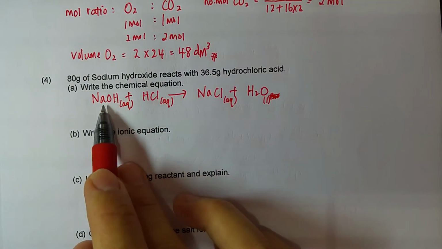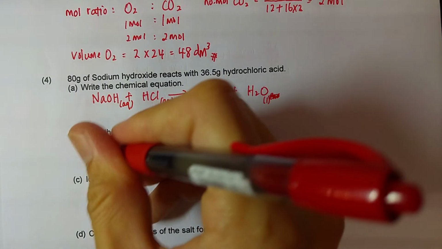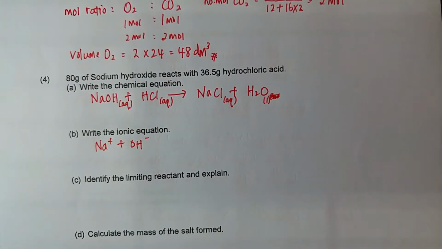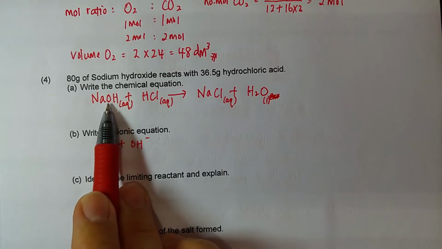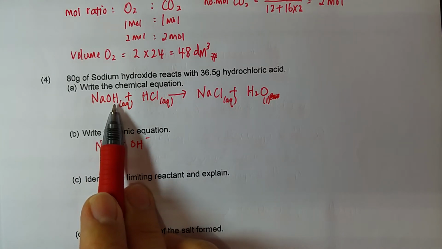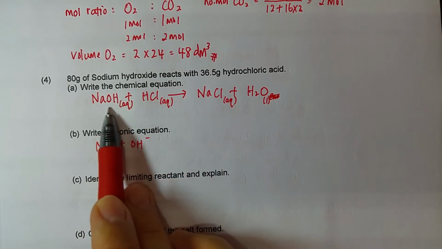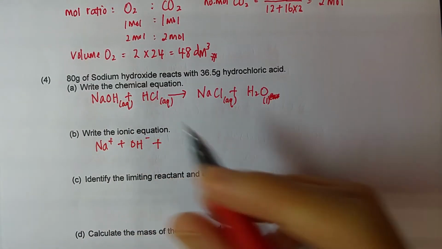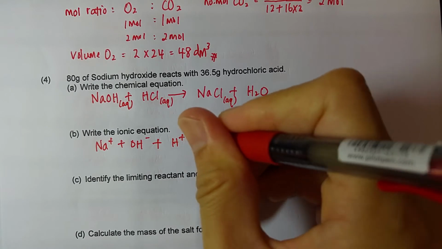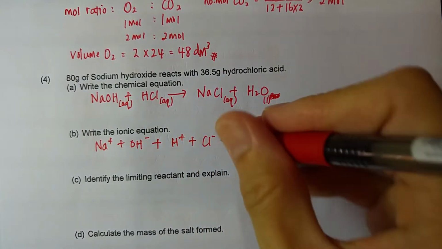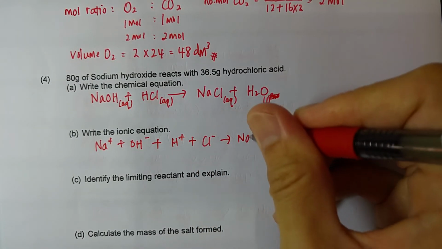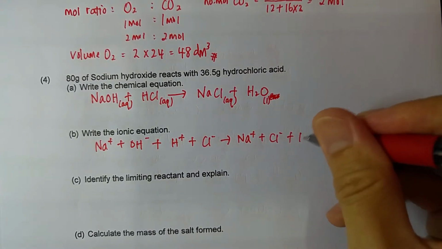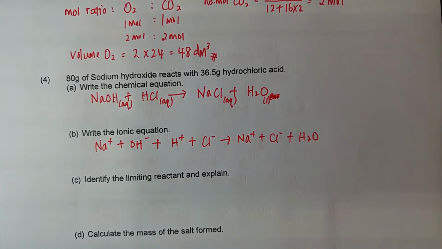So aq, split. When you split this, you should get Na plus, OH minus. You don't get Na plus and then O2 minus plus H plus. It's not, because OH must always be together. It is hydroxide ion. H, there will be H plus. Cl, there will be Cl minus. And NaCl again, Na plus, Cl minus. H2O you do not split, so it is just H2O.